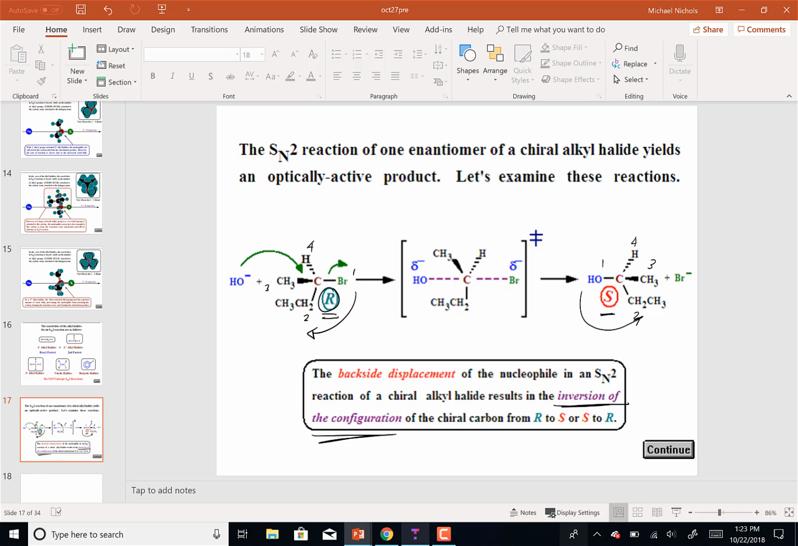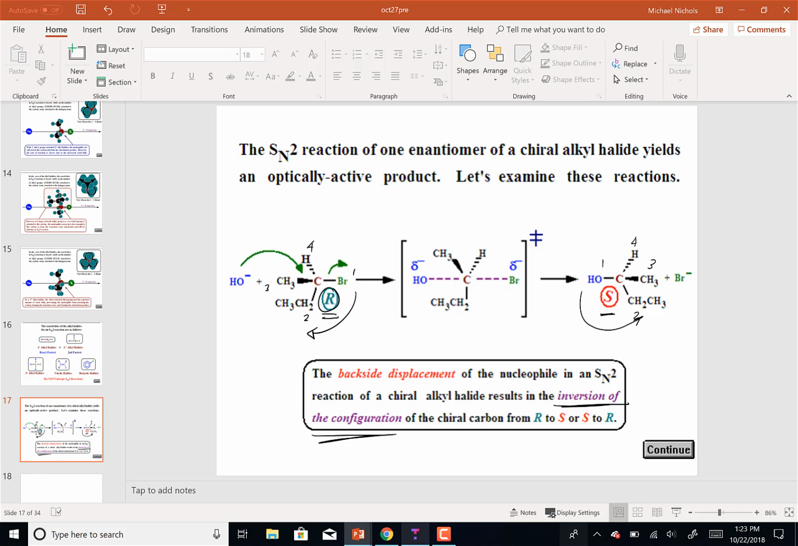And that establishes the fact that it's backside attack. And then people said, well, why is it backside attack? Then they went and looked at the orbitals for the sp3, saw that little tiny orbital and said, well, that's where the nucleophile needs to attack in order to form its bond, overlap its orbitals to form its new bond. So we now know it's backside attack.